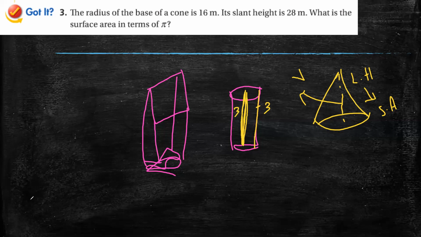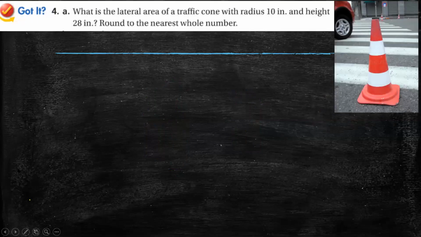That's what we said yesterday. Now, look at this cone here. What is the lateral area of a traffic cone with the radius 10 and the height is 28? Round to the nearest whole number. In this problem 4, we want to find the lateral area, but the slant height is not given. They give me only the radius and the height.